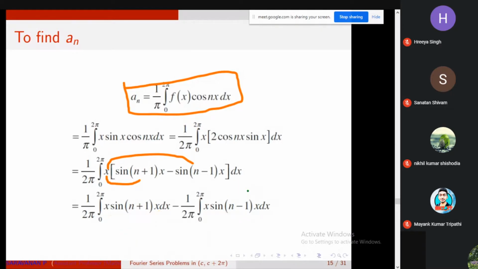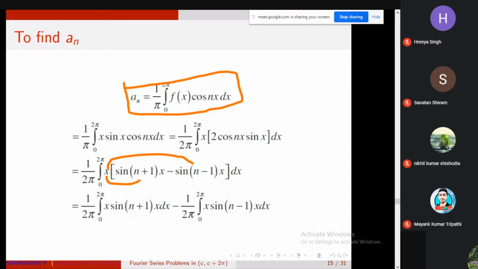Otherwise, you can integrate this term directly. You take x as the first function and sin n plus 1 x as the second function. Here you can take x as the first function and sin n minus 1 x as the second function, then integrate and substitute the limits. Directly you can do it, but this is the other way.